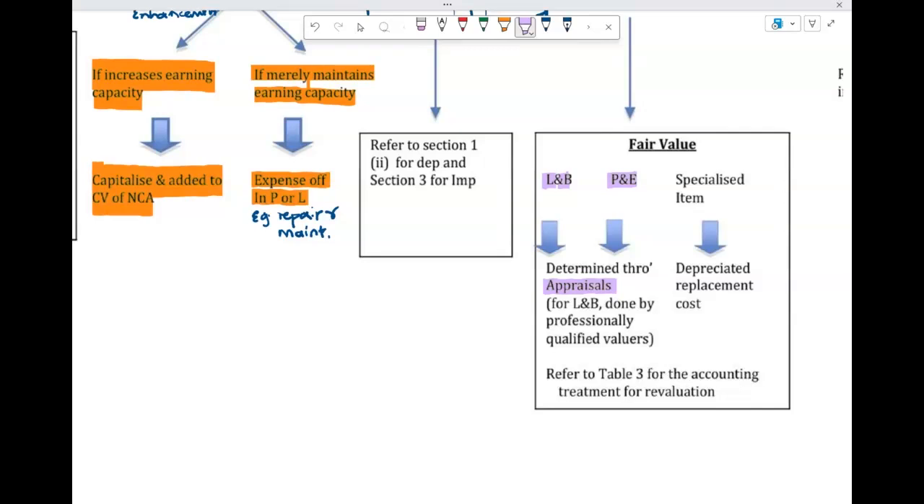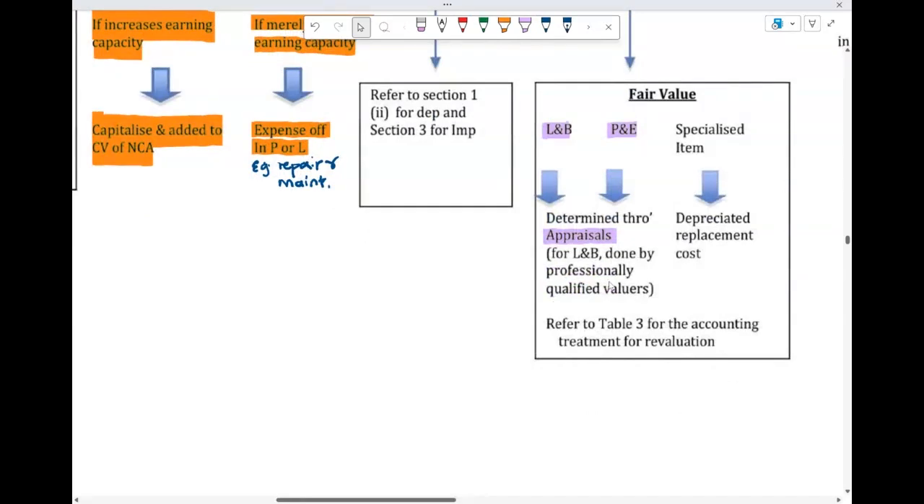Okay. But specifically for land and building, you actually get someone that is an expert, okay, to come and value your land and building. You cannot simply say, oh, I want to value this land and building and I think it's worth 100 mil or 1 billion. It's not reliable. So you need to get someone that's reliable, which is the professionally qualified valuers. They are the one that should come in and value your land and building.